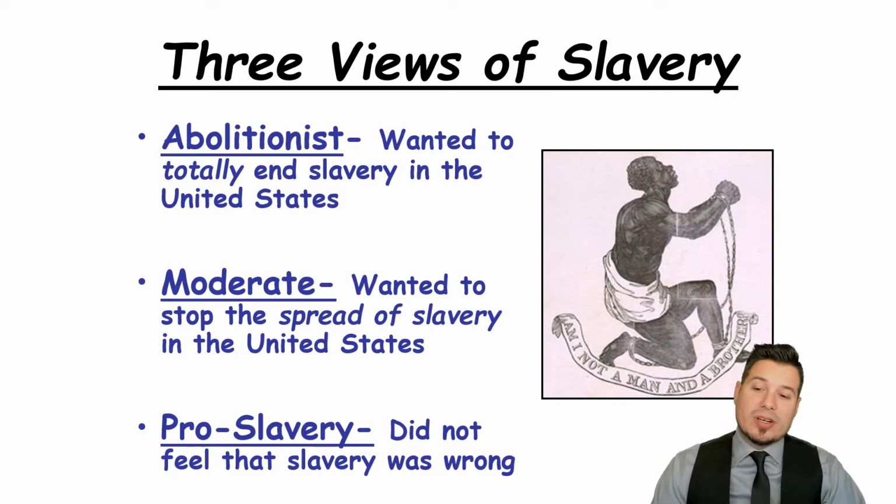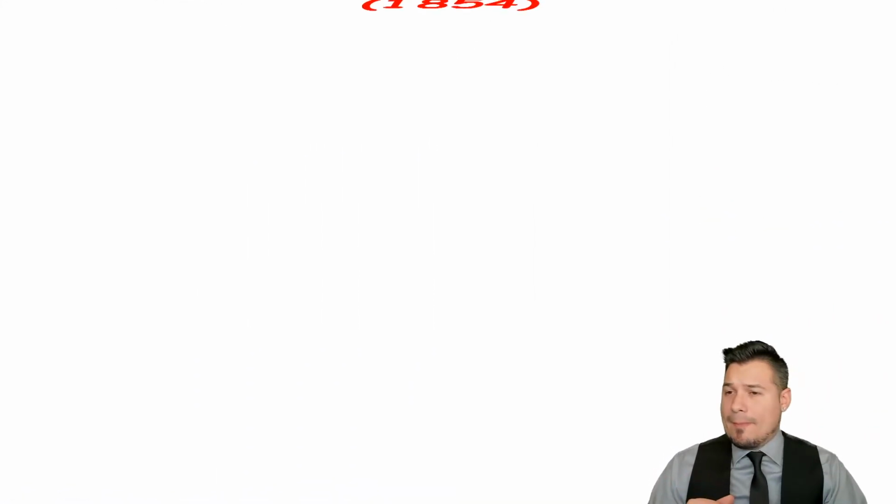And then you have pro-slavery, which felt that slavery was not wrong, and felt that slavery was their right. So there's really three categories, three views of slavery in the world at this time, especially in the U.S.